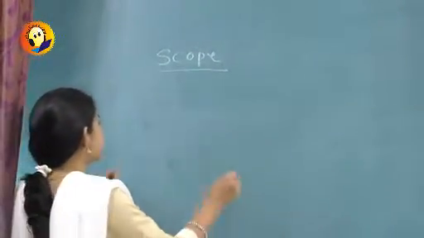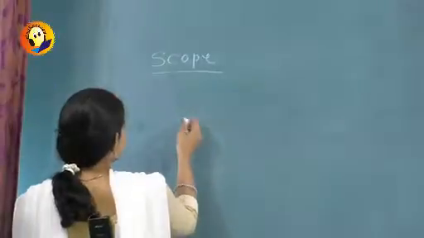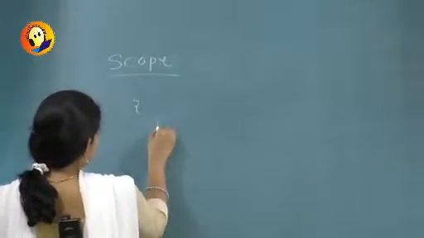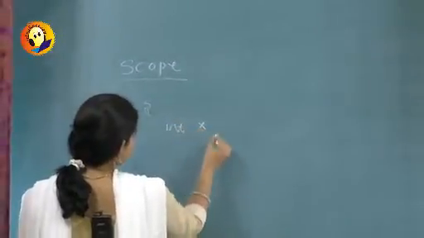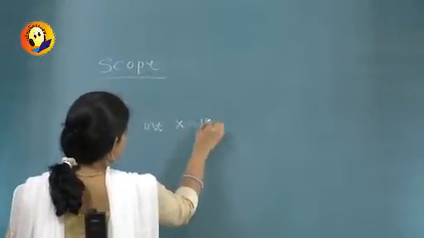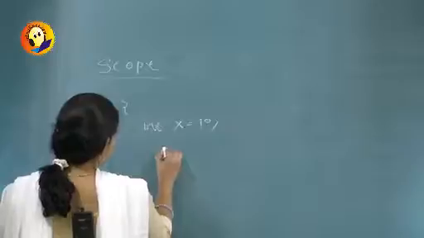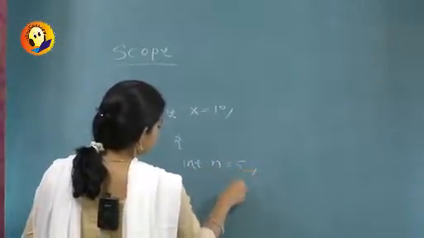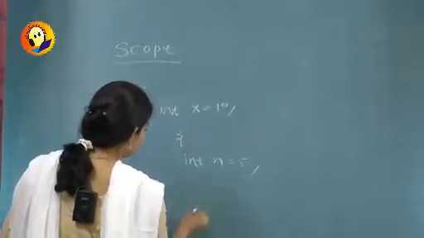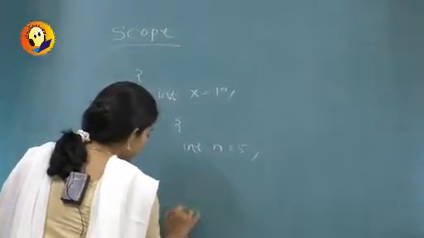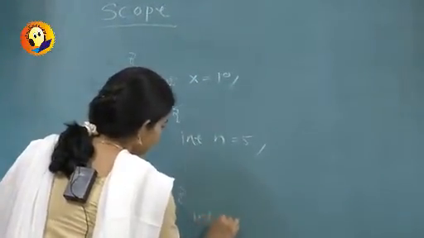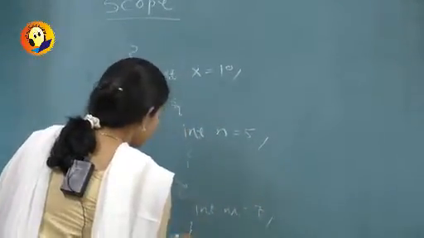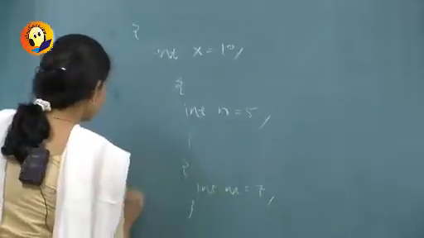So let's consider an example which consists of various blocks. Let's say in block 1, I have declared the x variable, int x is equal to 10. Then I have considered another block, in which I have declared the n variable, let's say n is equal to 5. Then I have considered a third block, in which I have declared the m variable, int m is equal to, let's say, 7. And then I have closed the outer block.